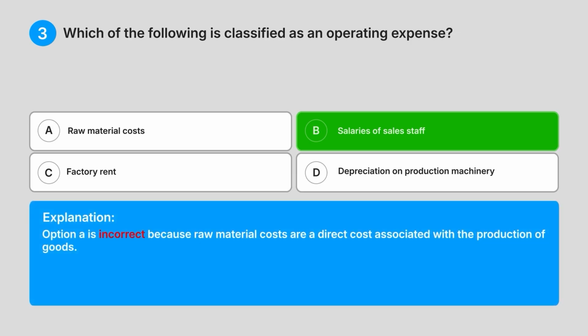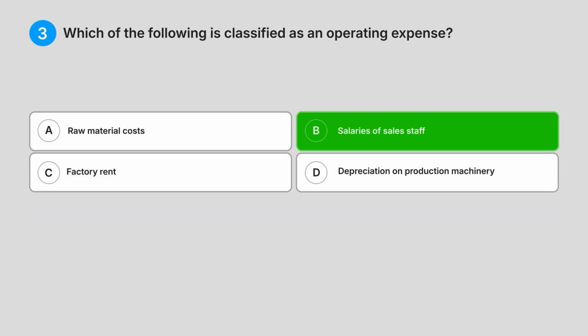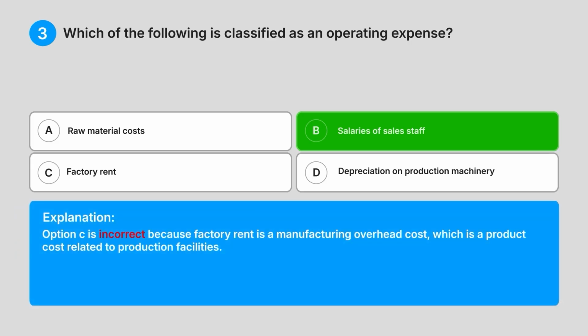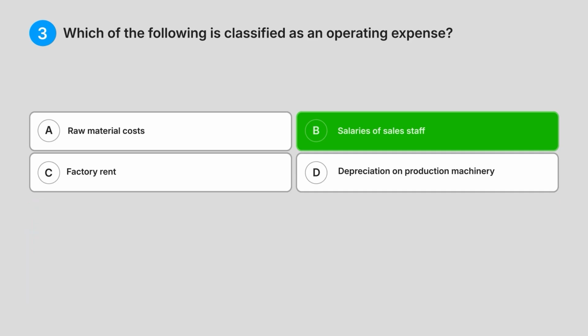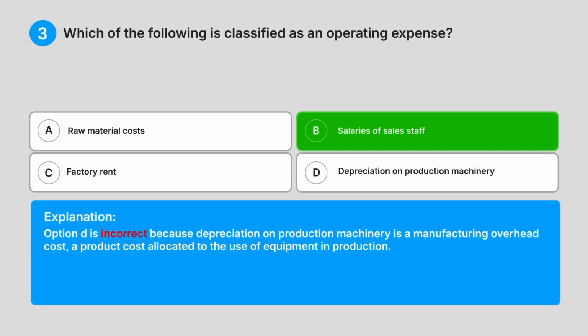Option A is incorrect because raw material costs are a direct cost associated with the production of goods. Option C is incorrect because factory rent is a manufacturing overhead cost, which is a product cost related to production facilities. Option D is incorrect because depreciation on production machinery is a manufacturing overhead cost, a product cost allocated to the use of equipment in production.